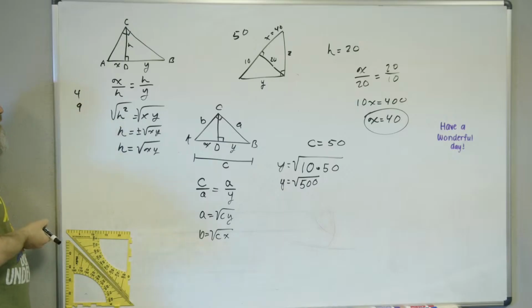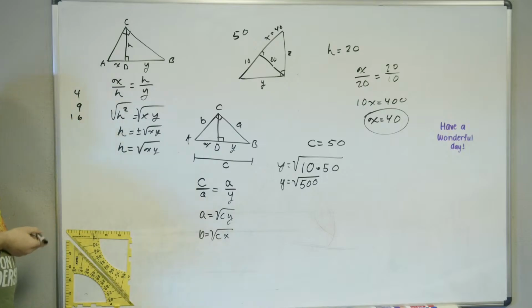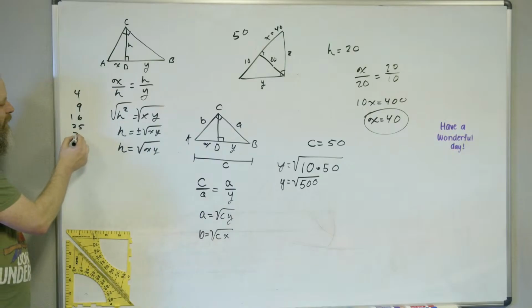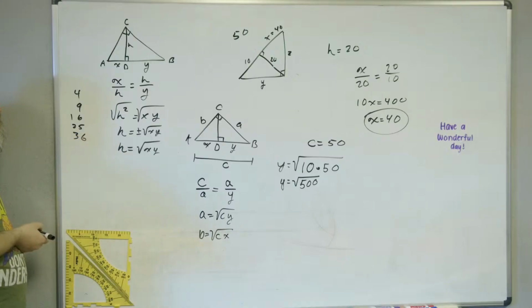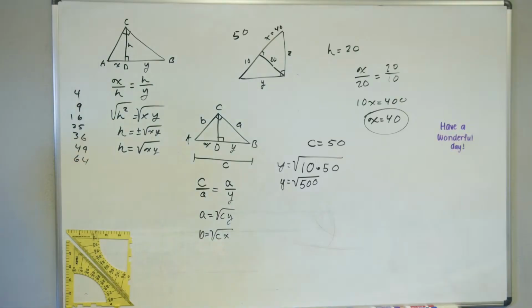What is 4 times 4? 4 times 4. 5 times 5. 25. What's the next one? 36. What's the next one? True enough, 49. What's the next one? 64. That's plenty for now. There's a whole heap of them. There's infinitely many of them, continuing to get larger and larger.